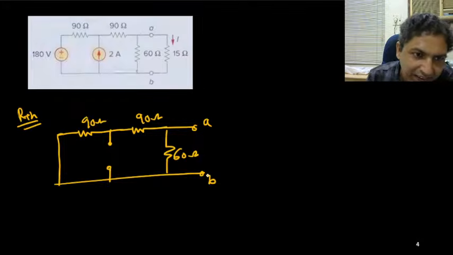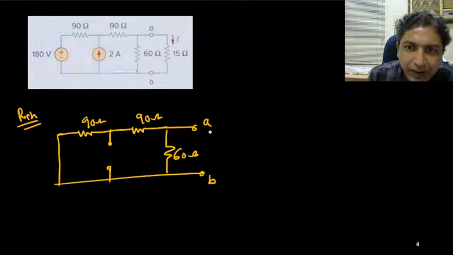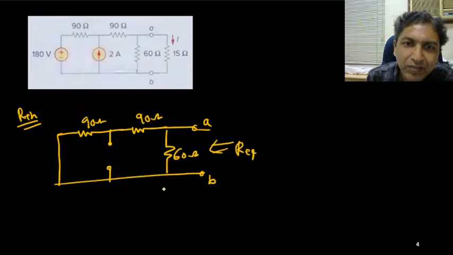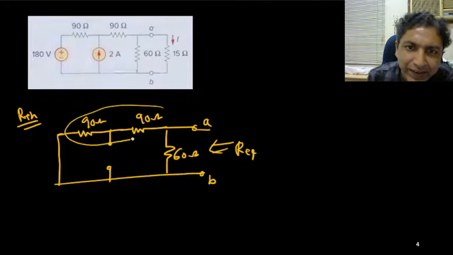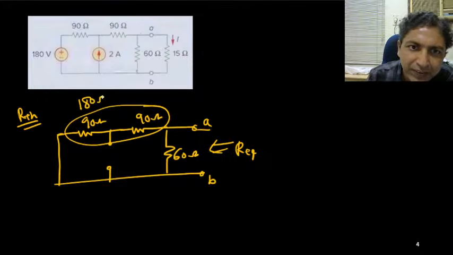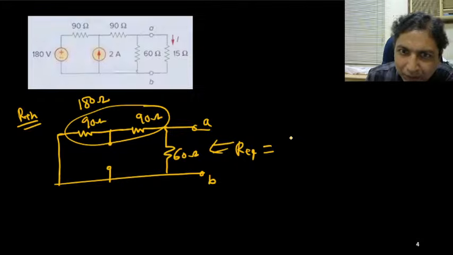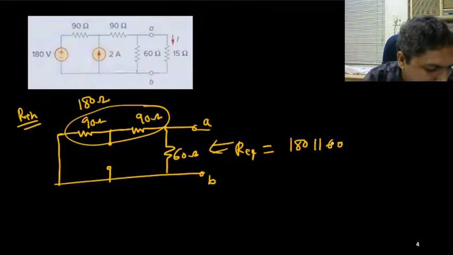Yes, VOC and VTH is same. So in a network, the open circuit voltage VOC and Thevenin voltage, that is the same thing. Okay. So now if you look from this side, the equivalent resistance you can find out. This 90 and 90, this is your 180 ohm, these are in series. Then 180 and 60, they are in parallel. So R equivalent is nothing but 180 and 60, these two are in parallel combination.